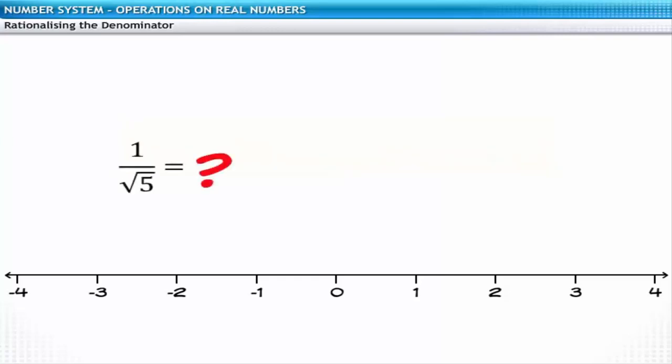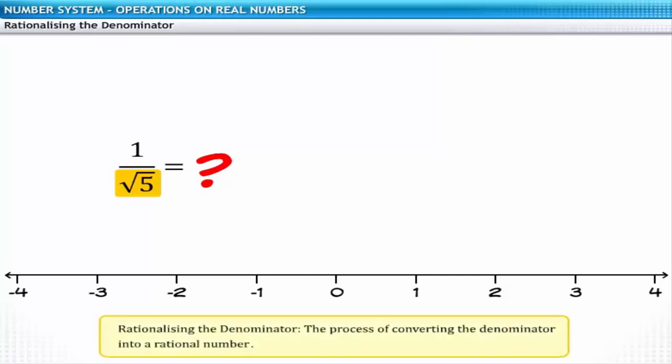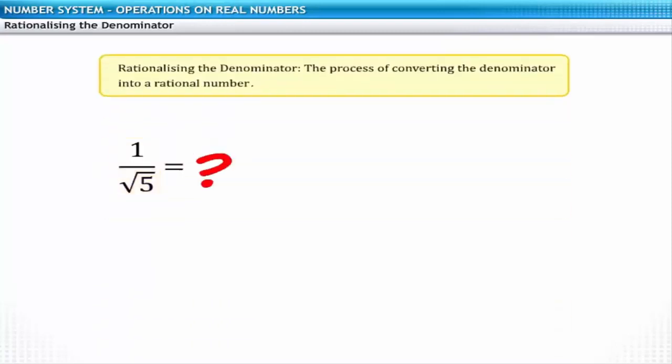This can be represented on the number line if we can write it in its equivalent form with the denominator as a rational number. Let's try to simplify it. Here the denominator is a square root of a real number. To simplify this, you can apply the appropriate identity involving square roots. This process is called rationalizing the denominator. Let's rationalize the square root of 5.